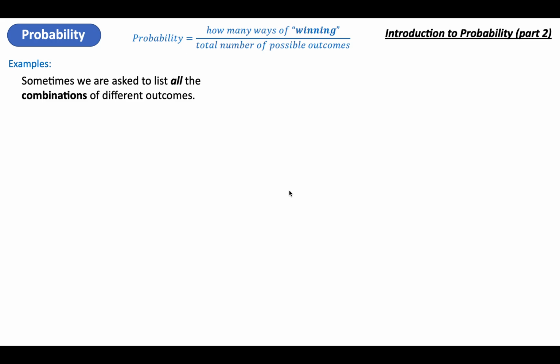How exciting. First of all, let's just remind ourselves of what we mean by probability, or how we calculate the probability. Probability of something is a fraction, I think that's the easiest way to think about this. It's how many ways of winning on top of the fraction, divided by the total number of possible outcomes underneath.